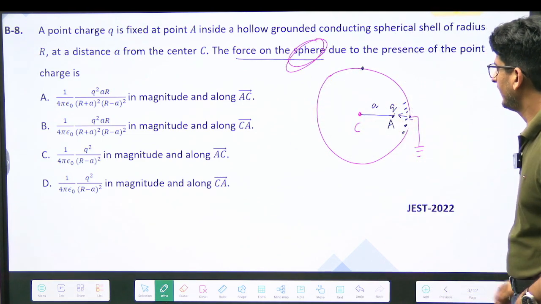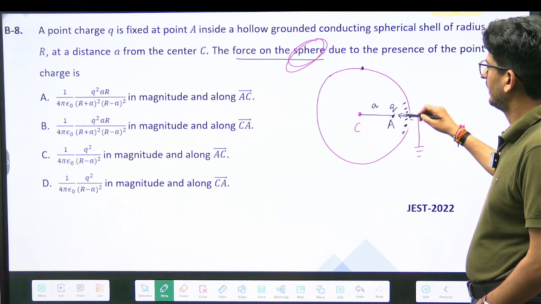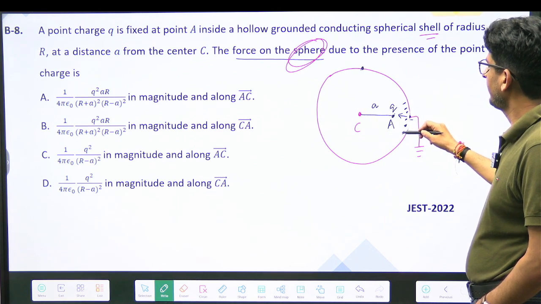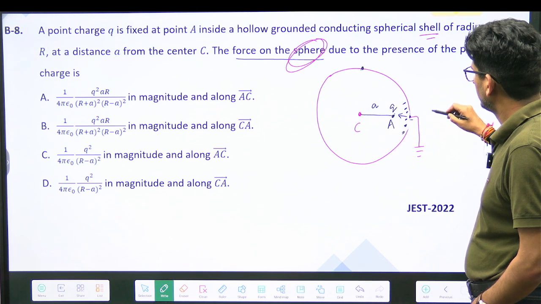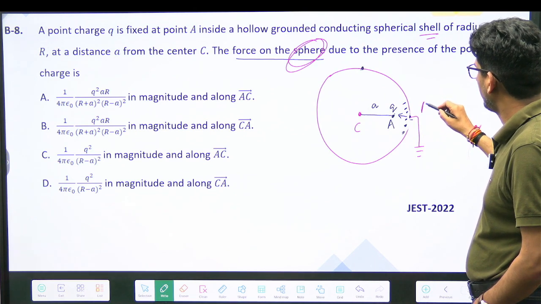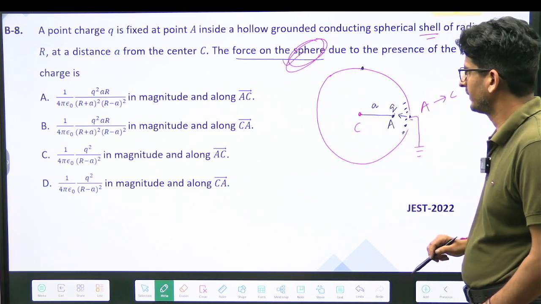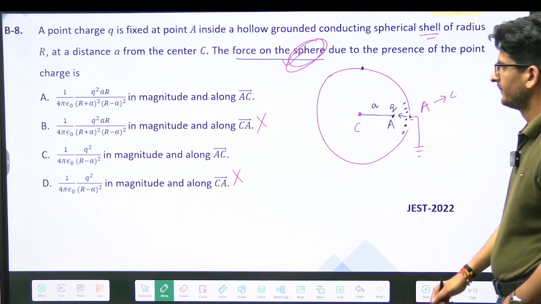So we can see that because of Q charge and it is a conducting spherical shell, there will be a negative charge appearing and the sphere will be attracted towards this. So the force will be from A to C on the sphere because they have asked force on the sphere. Okay, so CA options are obviously wrong.